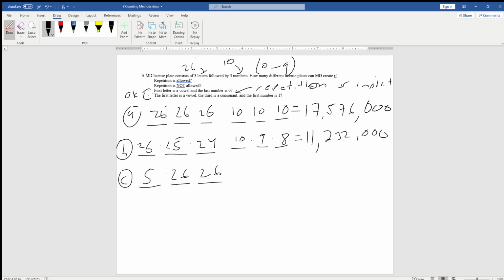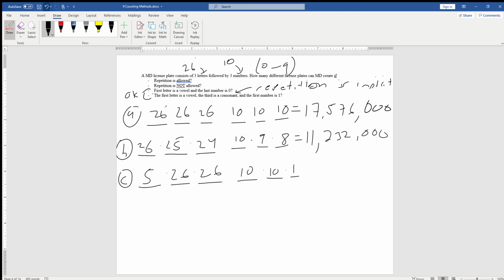Here's a very common error that students make. The first letter is a vowel, the last number is a 0. So we have a digit, which is 10, and another digit, which is 10. Sometimes students will put a 0 in there because the last number is a 0. But that doesn't make any sense, because then the whole thing would be 0. Remember that there's only one character of 0, so instead we multiply by 1.